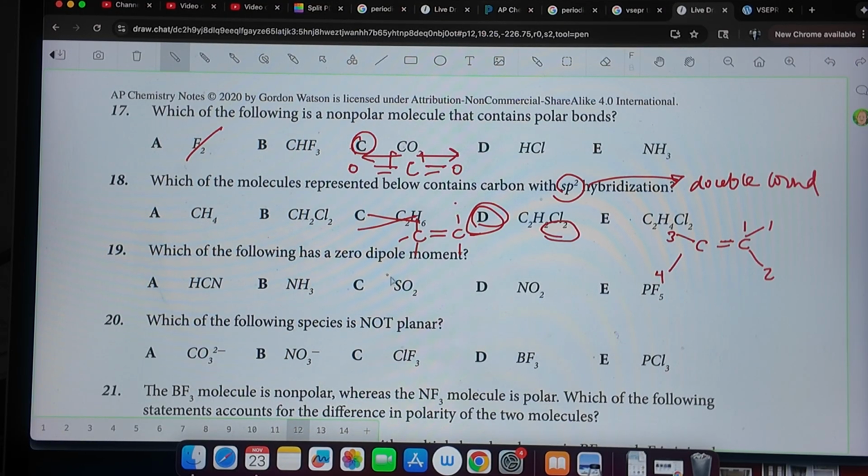Okay, which of the following has zero dipole moment? There's definitely a dipole moment here, I believe. There's a dipole moment here. I believe this S is double bonded to oxygen and then double bonded to oxygen and then has something here. So it's 1, 2, 3, 4, 5, 6. I believe this has no, because I think it's P, and then it's equally F, right?